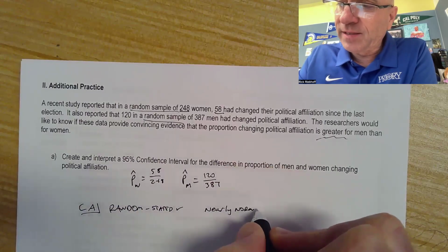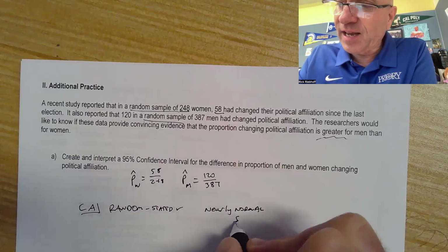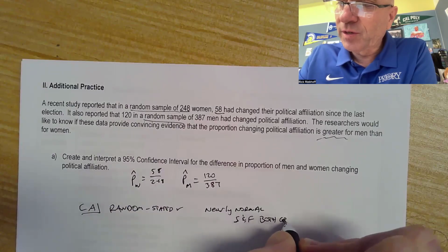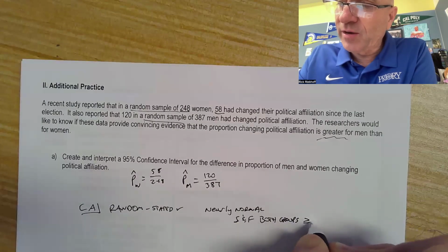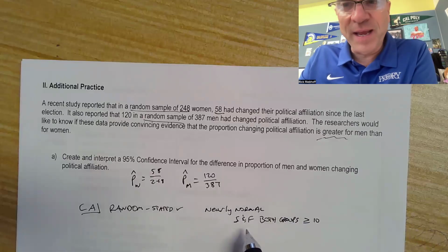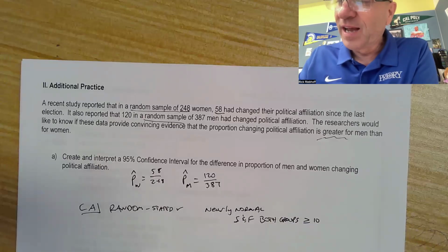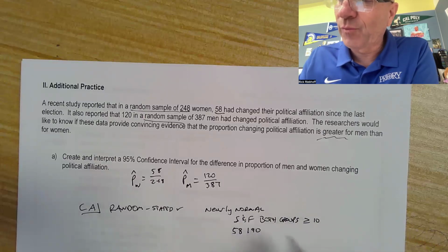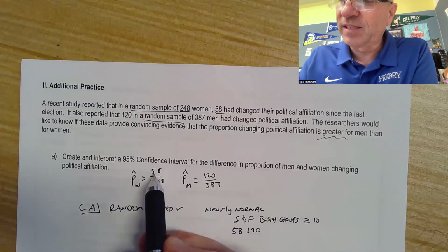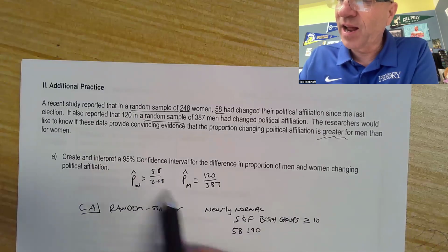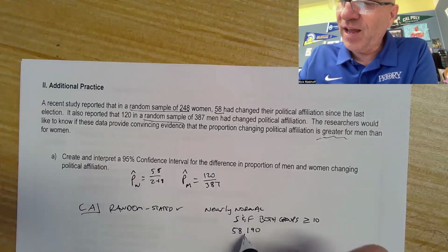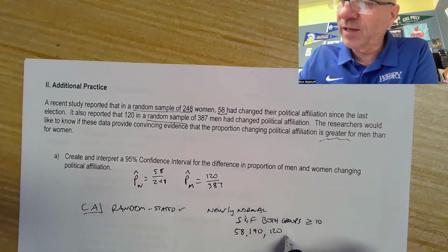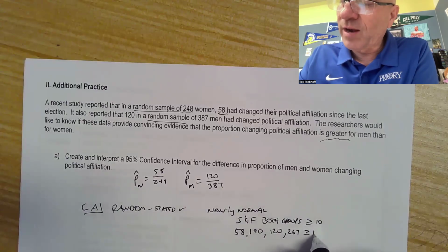Normal means successes and failures for both groups. Both groups need to be greater than or equal to 10. Again, this could be np and n(1 minus p) for both groups. I like successes and failures, makes it easy. We've got 58 and 190 for women. 58 successes, this minus 58 is 190. That's how I got that. 58, 190. Here we've got 120, and this minus 120 is 267, all greater than or equal to 10.